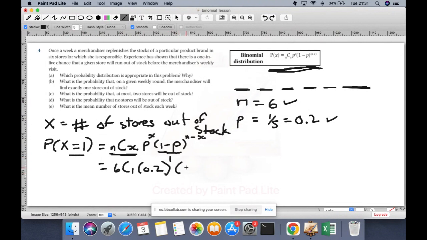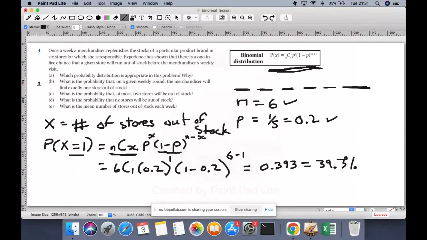And then 1 minus p, which is 1 minus 0.2, all to the power n, which is 6, minus x, which is 1. And if you enter that into your calculator, you will get a value of 0.393. Or you can write it as a percent, which is 39.3%.